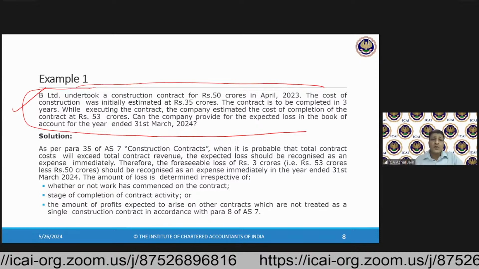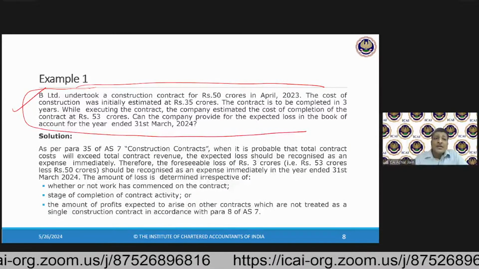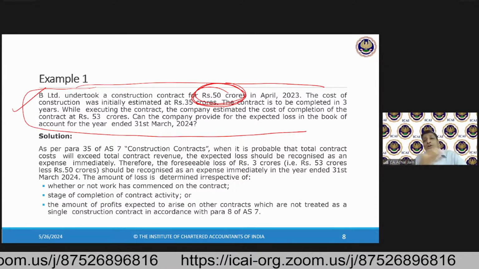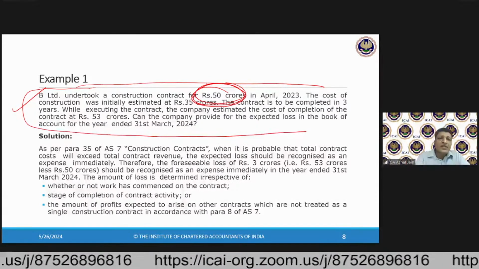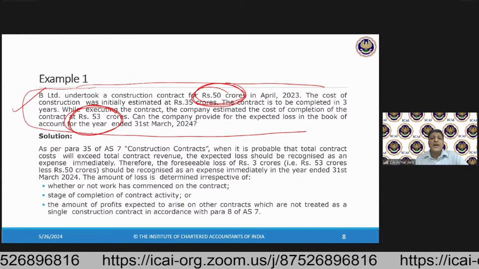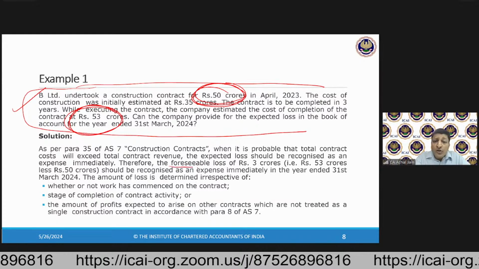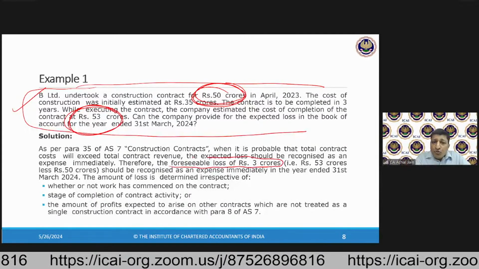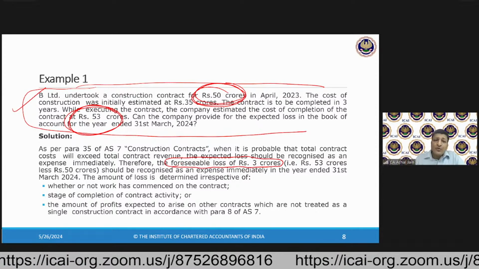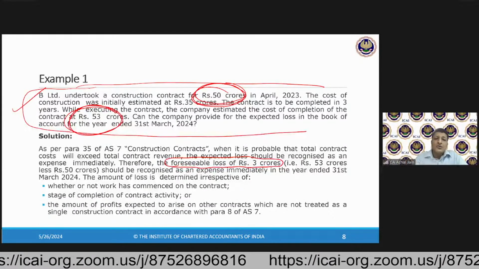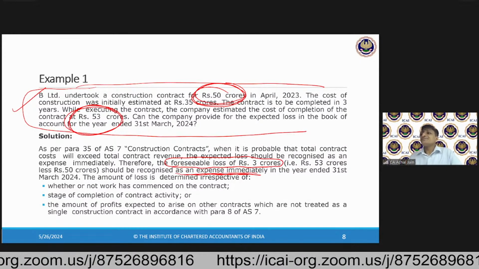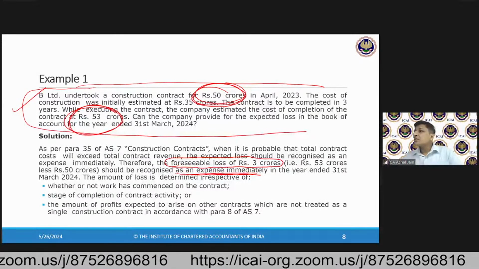Now in this case, what do you have? You have the construction revenue of 50 crore and the total estimated cost of 53 crore. So what do you find? There is a foreseeable loss of 3 crore. So should you wait for 3 years to get this recognized? No, you will have to recognize this immediately. So this should be recorded as an expense immediately. Okay. Clear on this?